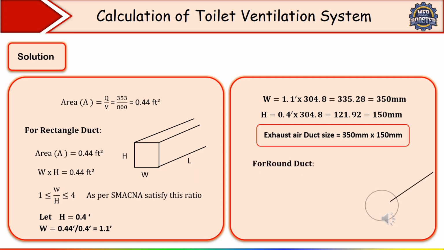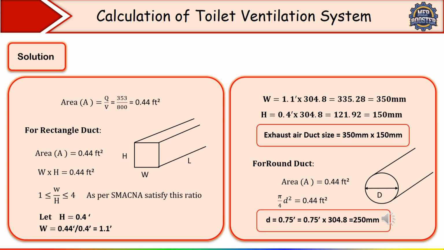Suppose you have selected a round duct. If you want to install the round duct, at that time we need the diameter of that duct. So how to calculate the diameter? If you know the area, and the area we have calculated is 0.44 square feet, you will easily get the diameter, because we know that the area of a circle is pi by 4 d square. You can simplify that and easily get the diameter. How much in mm? 250 mm diameter of duct we need. So this is for round duct.